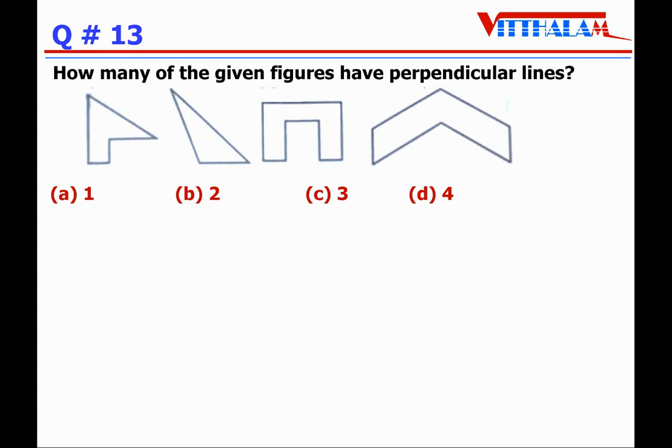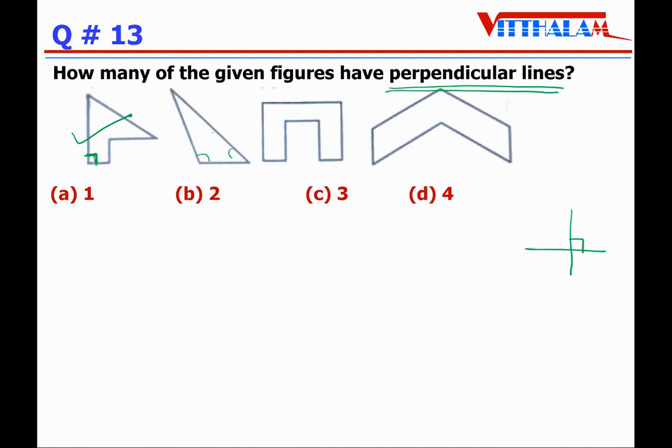How many of the given figures have perpendicular lines? Perpendicular lines means those when they meet, the angle is a right angle. That means 90 degree. So if you see here, how many of the given figures have perpendicular lines? So this is 1, correct? So this figure is right angle. So this figure has perpendicular lines.